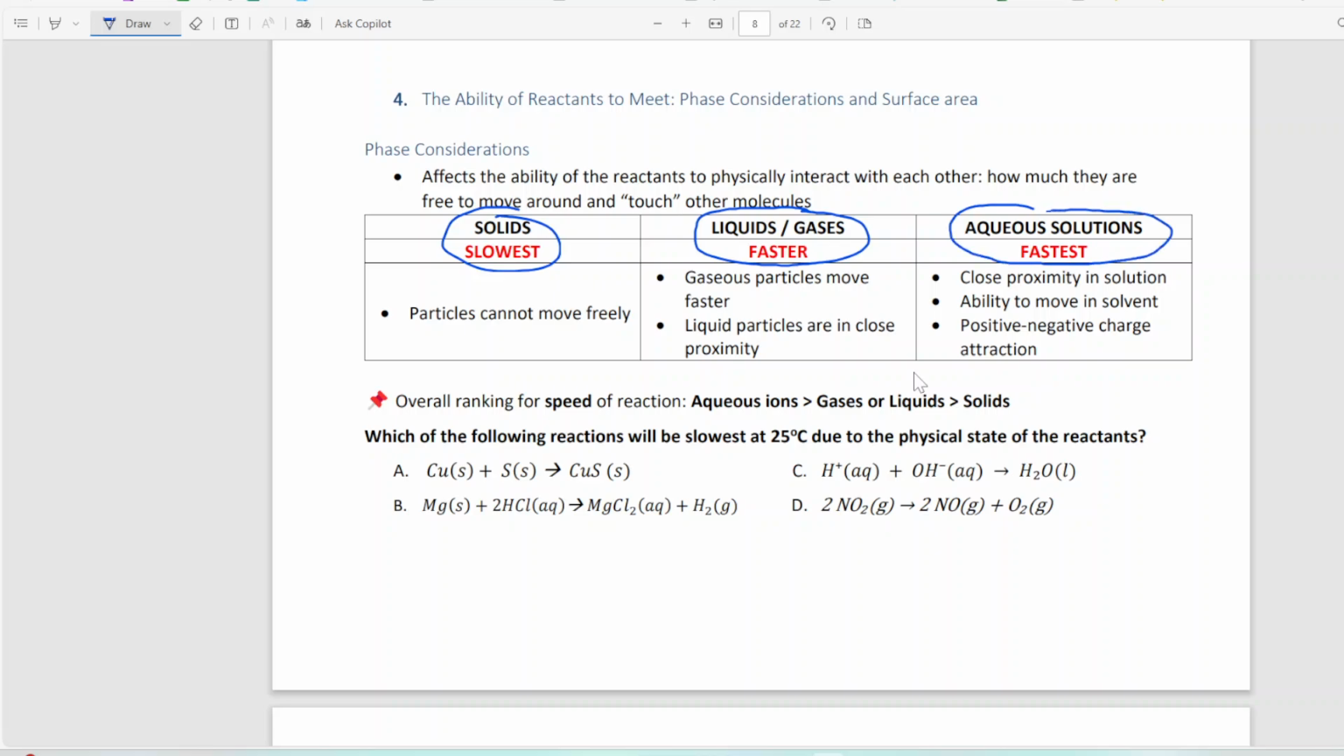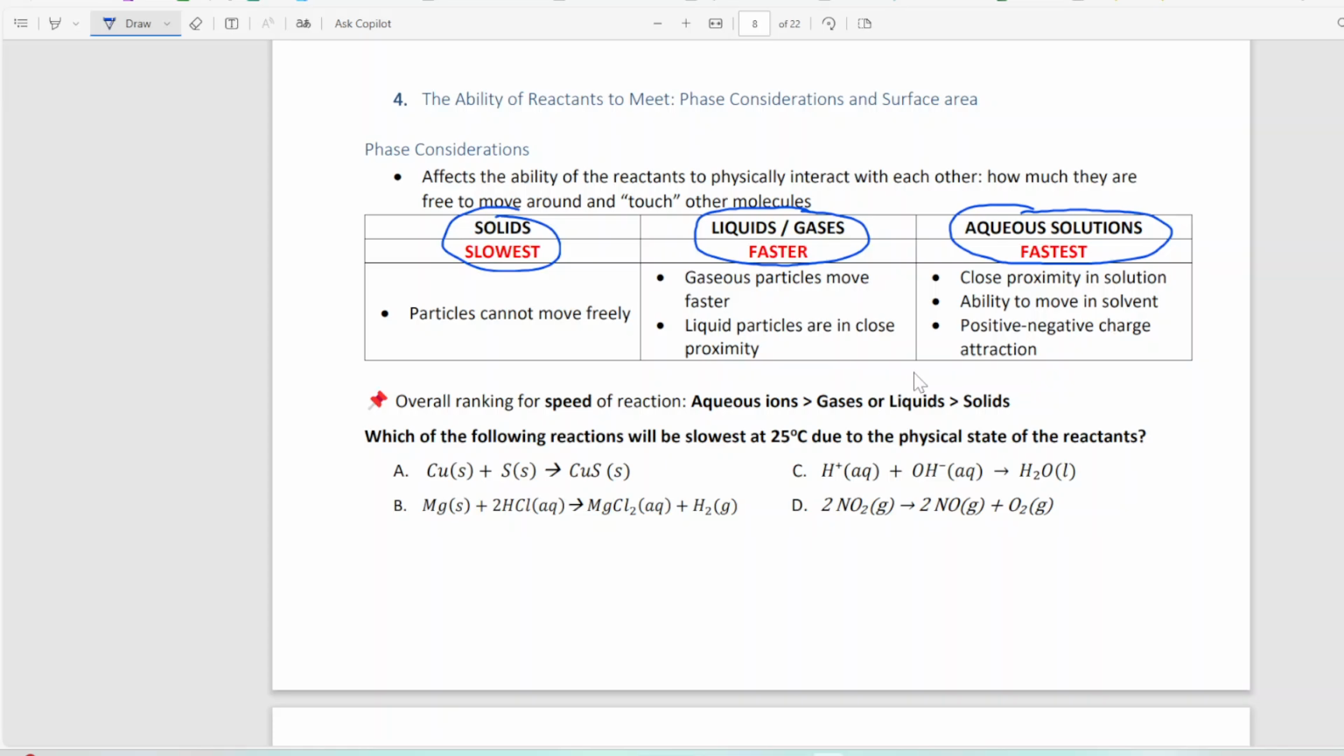Aqueous solutions are kind of like having a liquid, but not a pure liquid, it's a liquid with dissolved ions. So the ions would be in close proximity in the solution. They can move around in the solvent. And there's also this positive negative charge attraction, right? You could have a positive cation attracting a negative anion, and they're going to want to collide. So there are lots of things about aqueous solutions that make them want to react. So the overall speed ranking is aqueous over gases or liquids over solids.